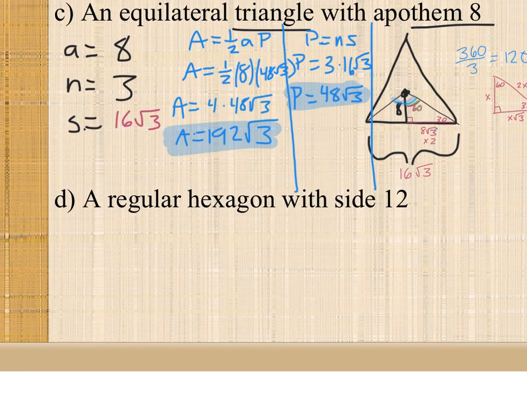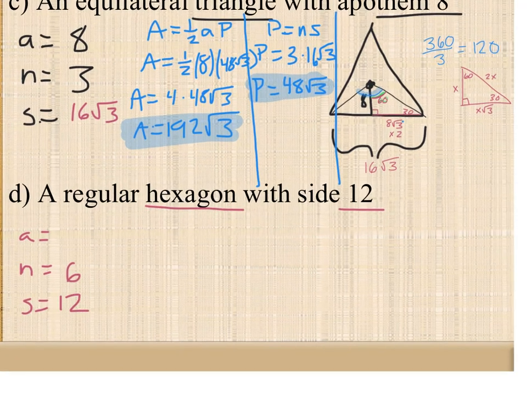Next, last one, we need to find the area and perimeter of a regular hexagon with side 12. So we need to find our apothem. Remember, the lowercase a stands for apothem, uppercase A, capital A stands for area. So we need to find our apothem, number of sides, and side lengths. So here it tells us our side length is 12, and it's a hexagon, so our number of sides is going to be 6. So now we have to find the apothem.